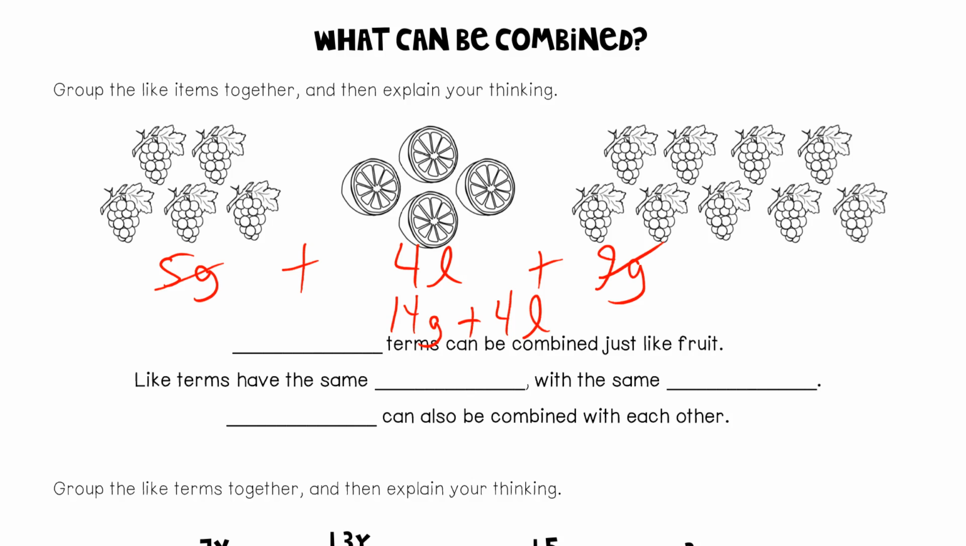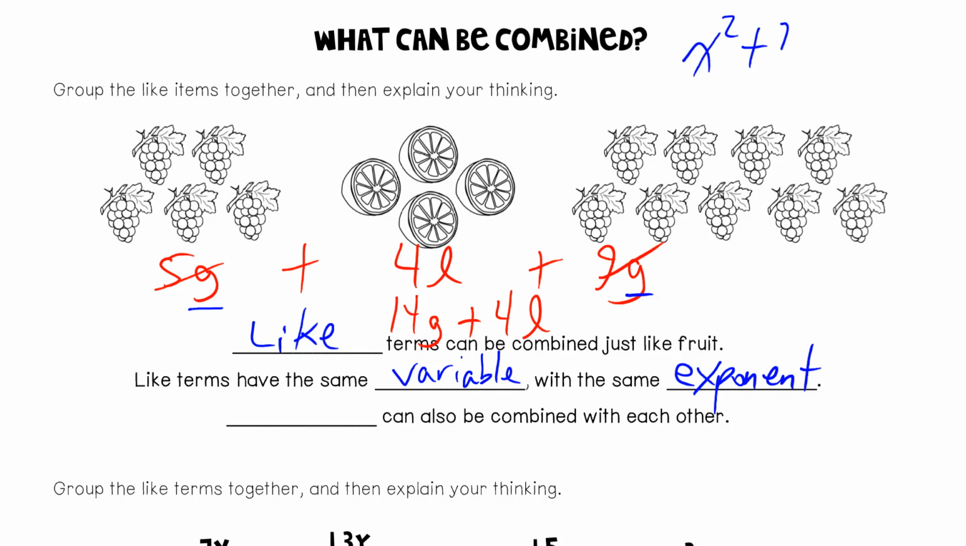And so we see here in our blanks, like terms can be combined just like fruit. Like terms have the same variable, so G and G, I can combine those, and the variables have the same exponents. Now that becomes important because if I have, for example, x squared plus 2x, I cannot combine those because my variables are different. If we substitute, say, 5, well, 5 squared is not the same as 5. So they're not the same thing.